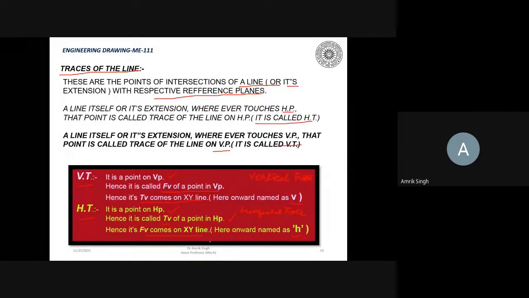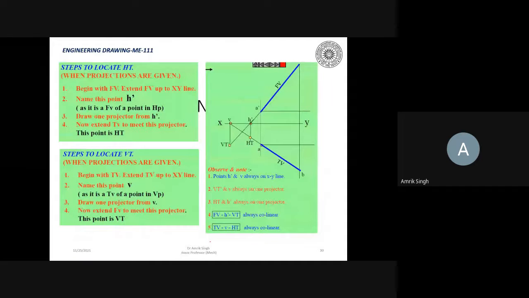So we will solve one more problem. Suppose first of all you learn how to locate. So these are the steps how to locate VT. You see here it is drawn, so it is HT, the horizontal trace. This is the vertical trace. The projection of the vertical trace is on the XY line, it is V. The projection of the HT line on XY is H dash. So you see how it is drawn.